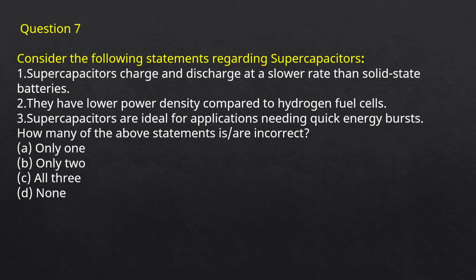Question number 7. Consider the following statements regarding supercapacitors. Statement 1: Supercapacitors charge and discharge at a slower rate than solid state batteries. 2: They have lower power density compared to hydrogen fuel cells. 3: Supercapacitors are ideal for applications needing quick energy burst. So the incorrect answer for this question is B, that is only 2.